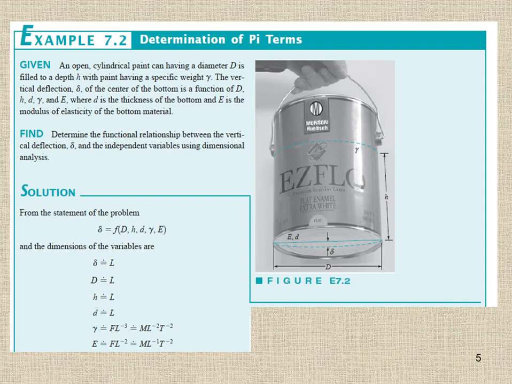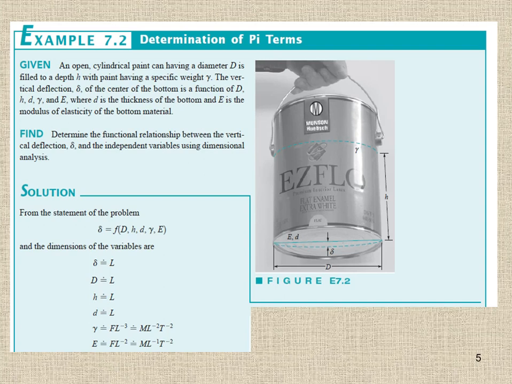So is it possible that in the same problem, using the FLT system we get 4 pi terms, and if we use the MLT system in the same problem we can reduce one more variable, which would be more beneficial? But technically it is not.